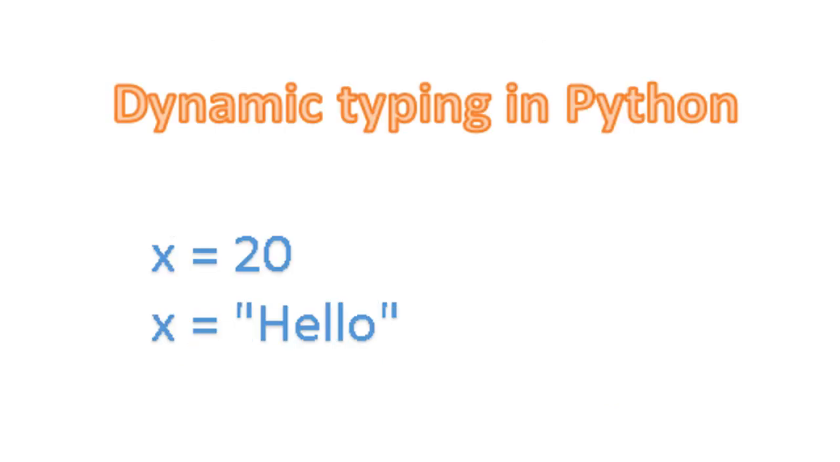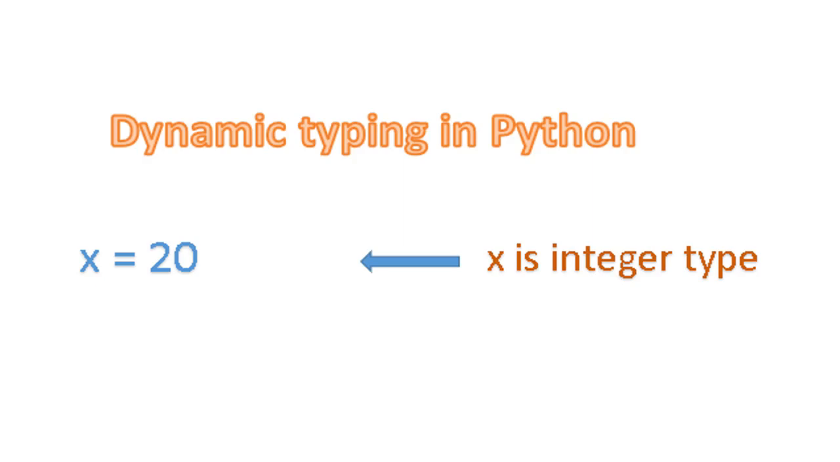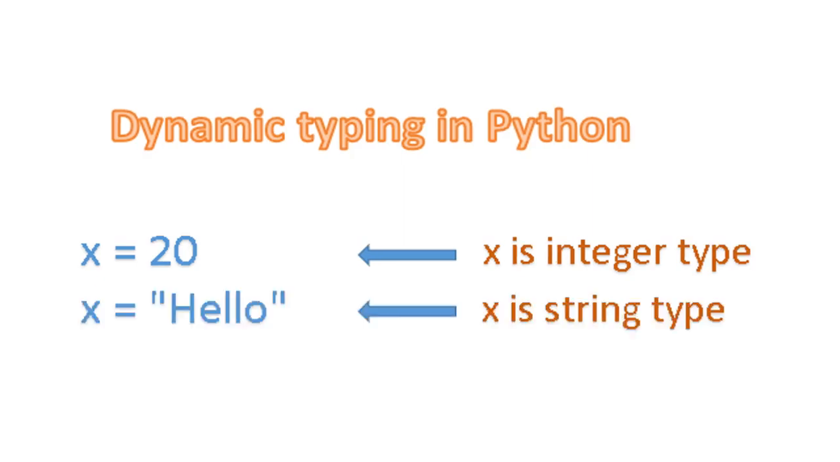In Python, a variable is created the moment a value is assigned to it, and the variable type is dynamically assigned based on the type of value. This is called dynamic typing. For example, x is equal to 20. We can say that x is a variable of integer type. We can reassign a value of a different type. Let's say x is equal to hello. Now the variable type is string. It will not throw an error. Instead, the type of the variable is dynamically changed.